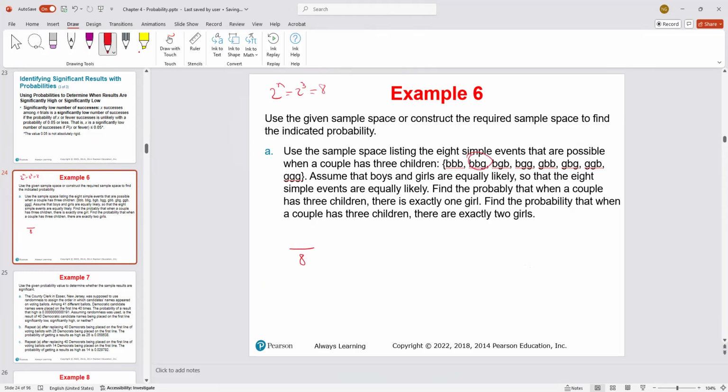I see 1 girl. That's 1. I see 1 girl. That's 2. I see 1 girl. That's 3.